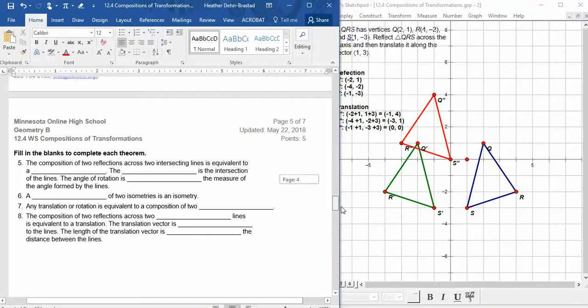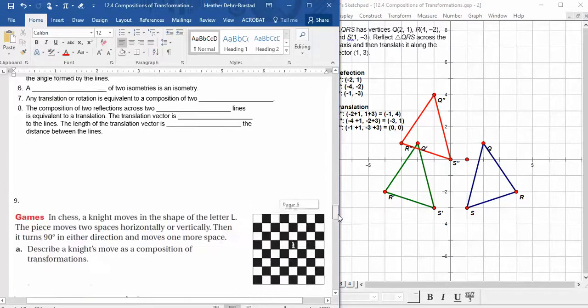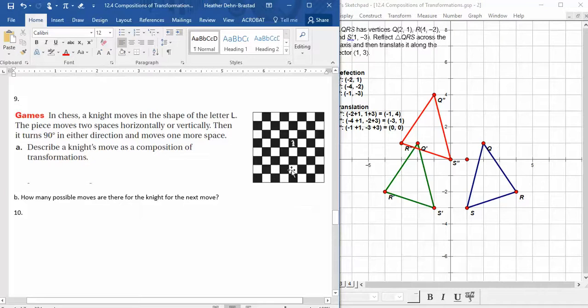So here's a few questions that ask you to make sense of those theorems up above, to read carefully and fill in the blanks. And then at the very end, there's a chess game. A knight can move in the shape of the letter L, and the piece moves 2 places horizontally or vertically, and then it turns 90 degrees in either direction, moves 1 more space. So you're going to describe the knight's move as a composition of transformations. What does it do first? What does it do second? And then figure out how many possible moves there are for the knight for the next move.